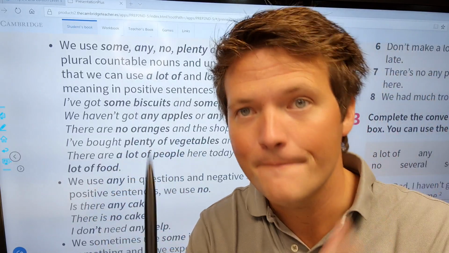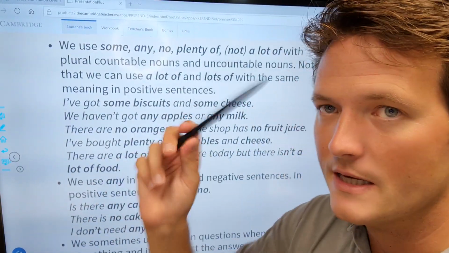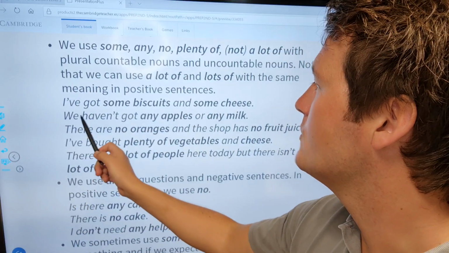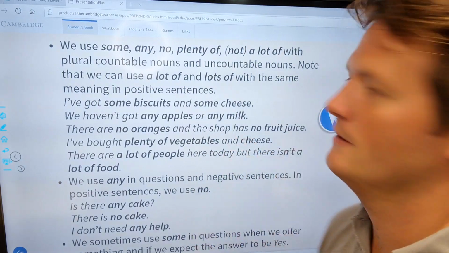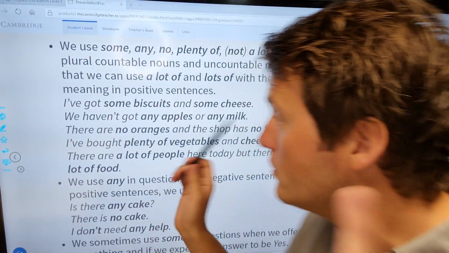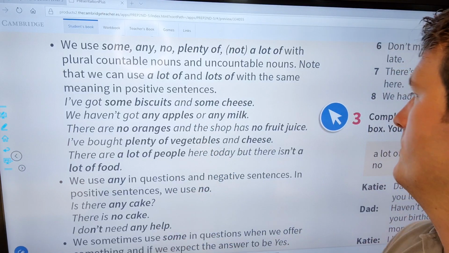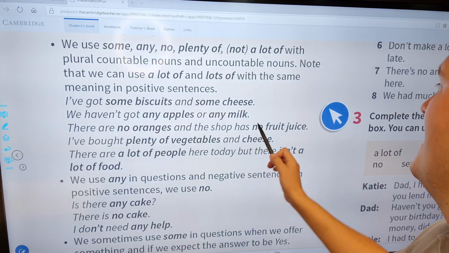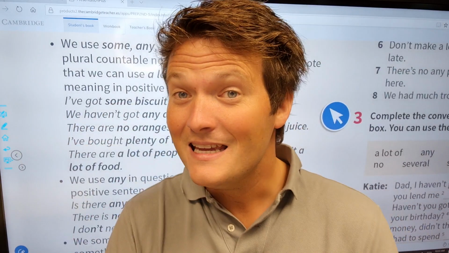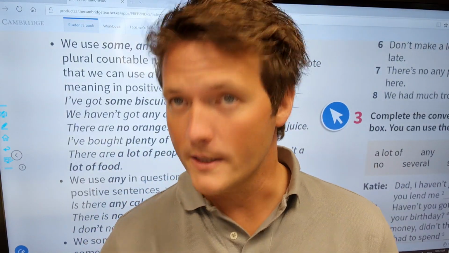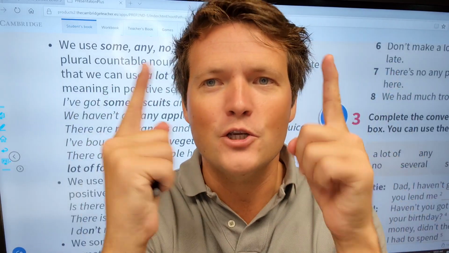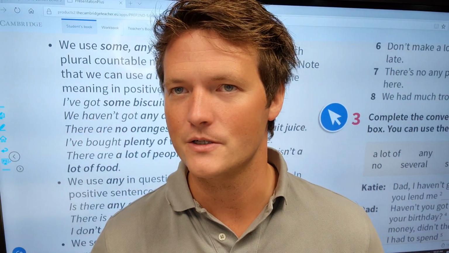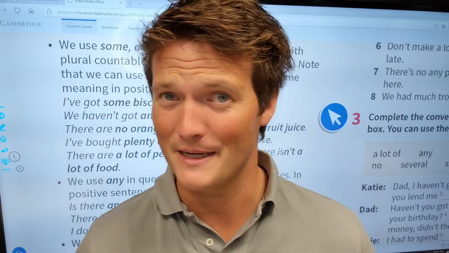You cannot say, even though a lot of people do, even native speakers, you cannot say, technically, that we haven't got no apples or no milk. That would be wrong, that would be incorrect. And you couldn't say, there are any oranges, or the shop has any fruit juice. Any is not a negative word, right? No is a negative word. But you can't have two negatives in the same sentence in English. Hope that makes sense.